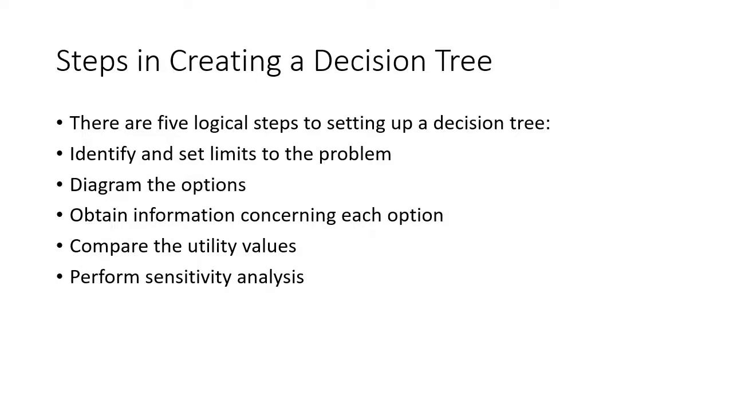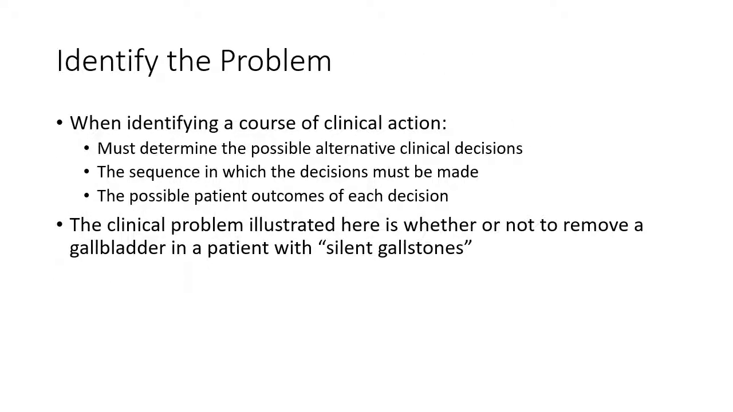Okay, so there are 5 steps when we're doing a decision tree. One, you want to identify and set limits to the problem we're actually looking at, so you want to keep these limited in scope whenever possible. We'll diagram out the options. I'll show you what that looks like in a minute. Then you obtain information concerning each of the options: what are the outcomes associated with that, and what are the chances of our patient experiencing a particular outcome. Then we'll look at some of these utility values and then perform sensitivity analysis. We're going to go through this in more detail in just a moment.